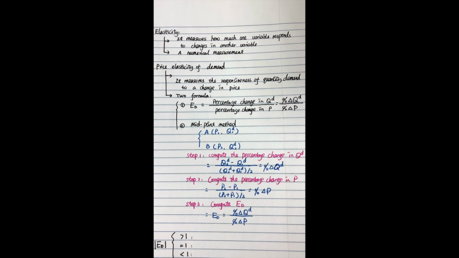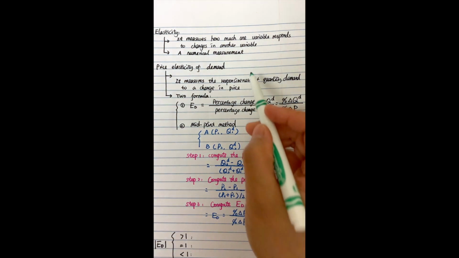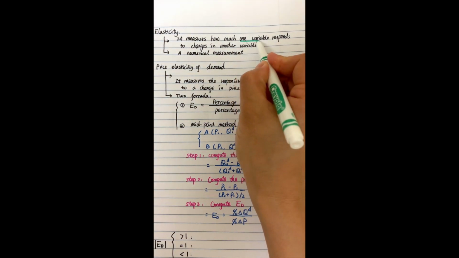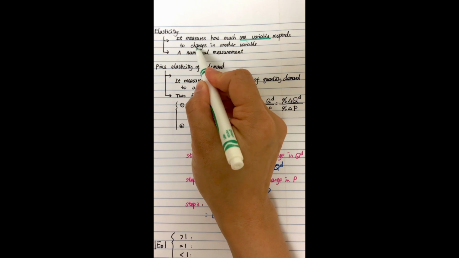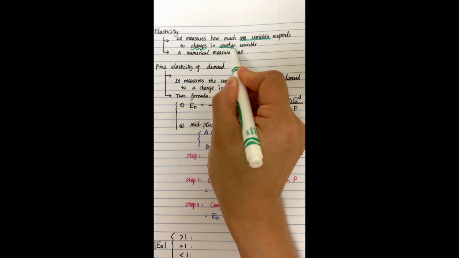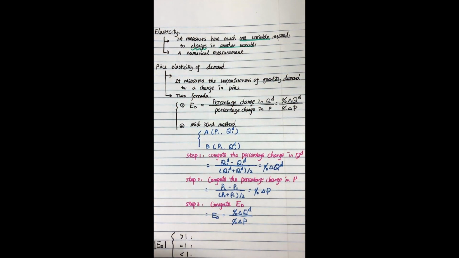Hello, in today's video, I would like to talk about elasticity. Elasticity measures how much one variable responds to a change in another variable. So when we talk about elasticity, it refers to two variables, and it measures how much one variable responds to a change in another variable. Therefore, elasticity should be a numerical measurement.